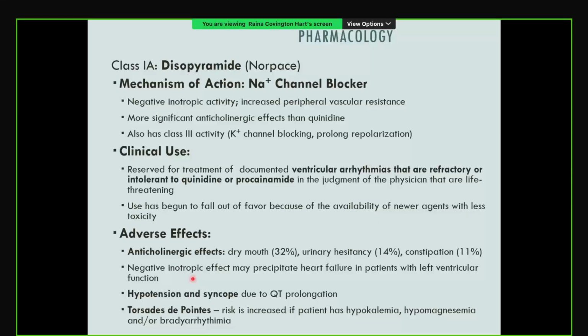Remember, we have no cards experience as a whole. If I said something, it would just be like, hey, it could potentially make heart failure worse in a patient who already has heart failure. Hypotension, syncope, torsades, same things, right? It's the same class, so you're seeing the same exact thing happen.